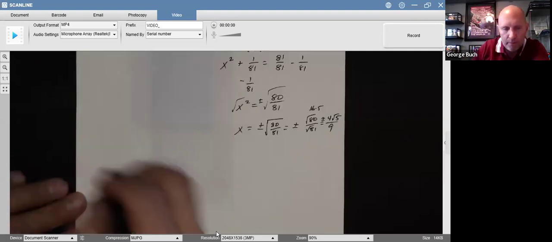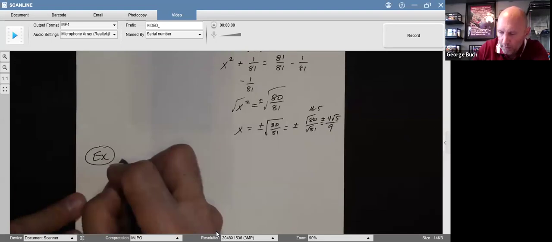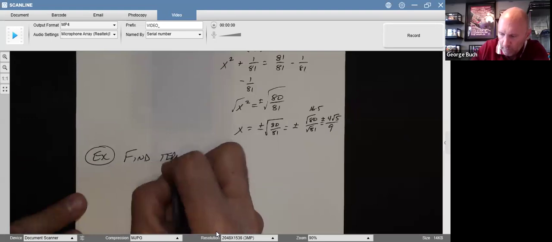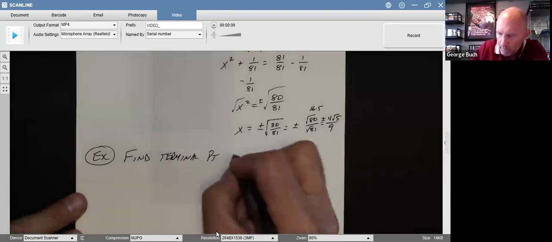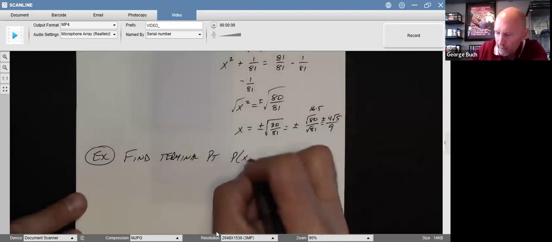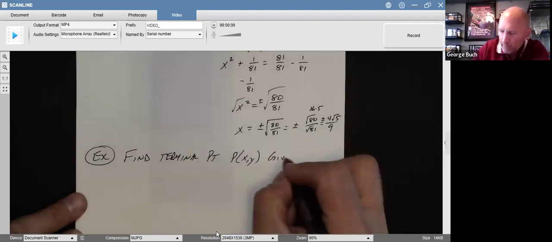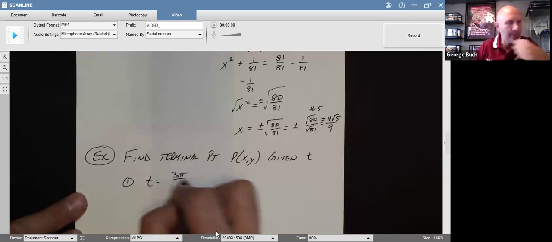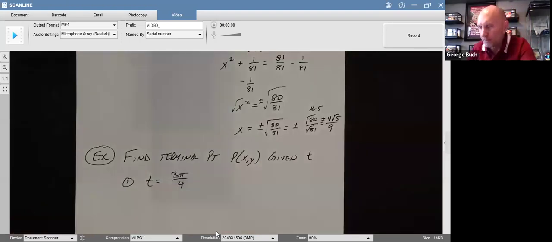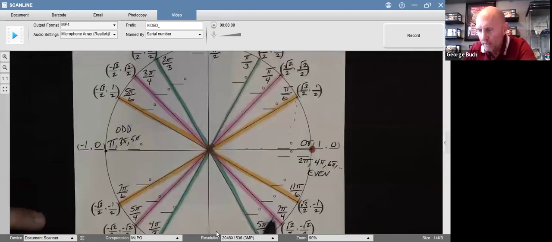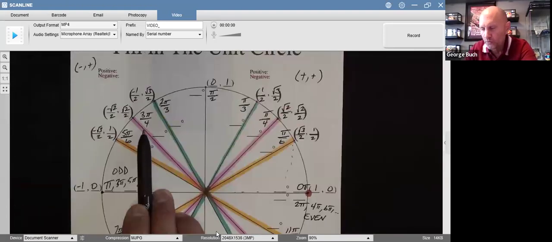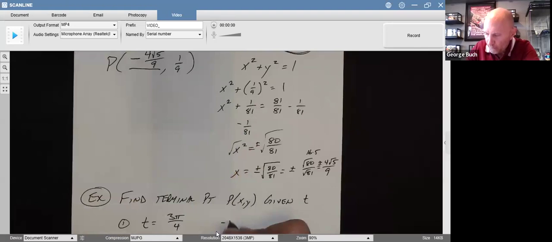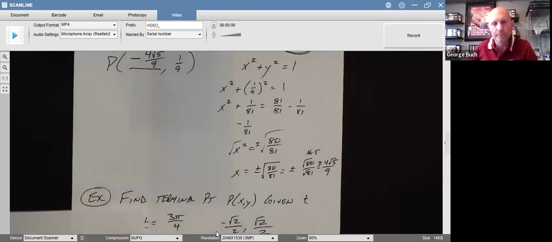All right, so let's find the terminal point, the coordinates x, y, given t. The first one is t equal to 3 pi over 4. I was like, okay, that's less than 2 pi, so it must be on my unit circle. Let me see, here it is. It's in quadrant 2, it's this pink line. So it's negative root 2 over 2, positive root 2 over 2.